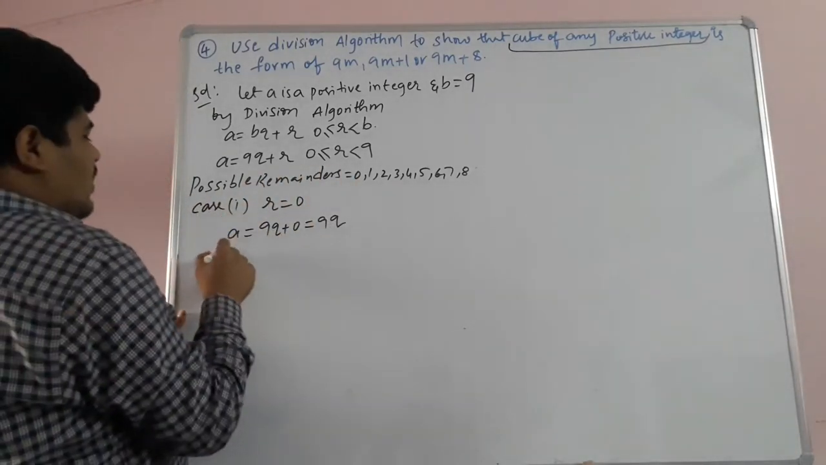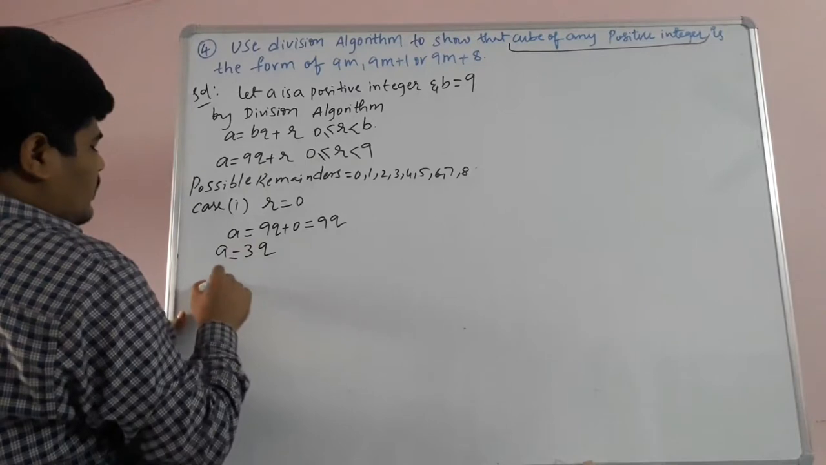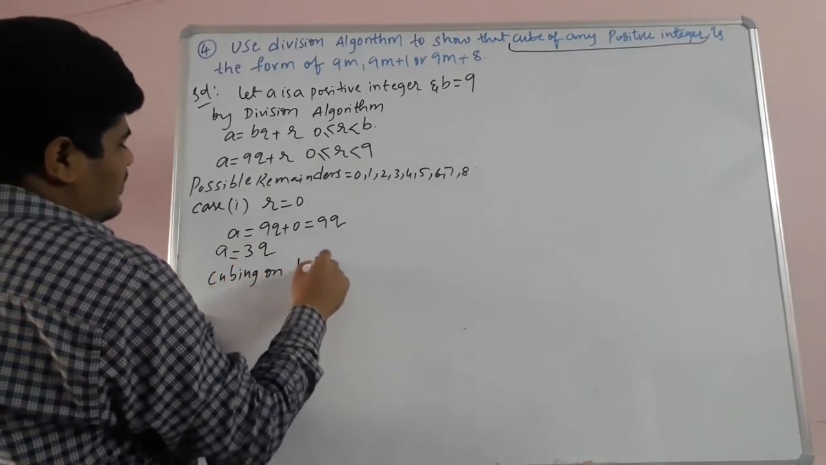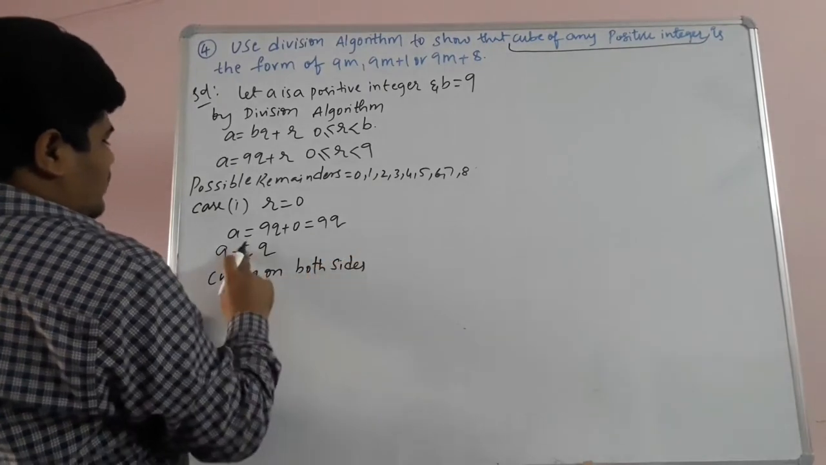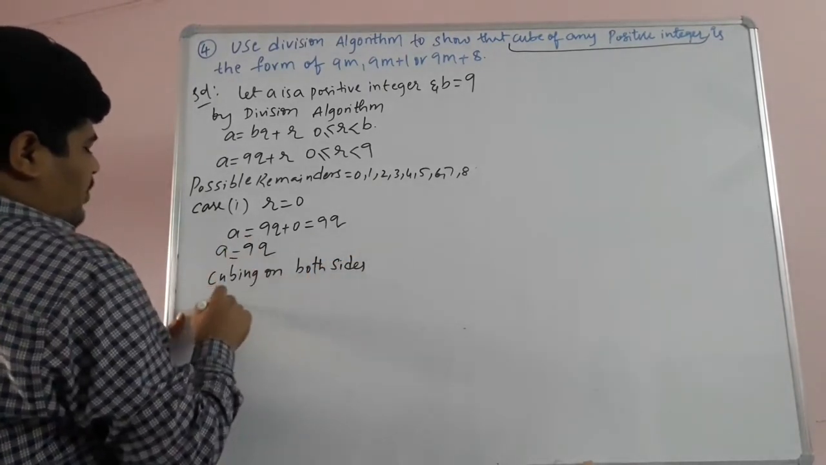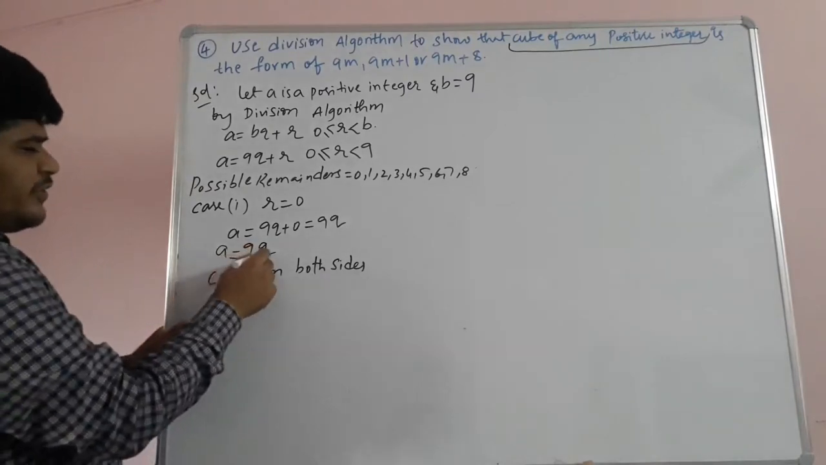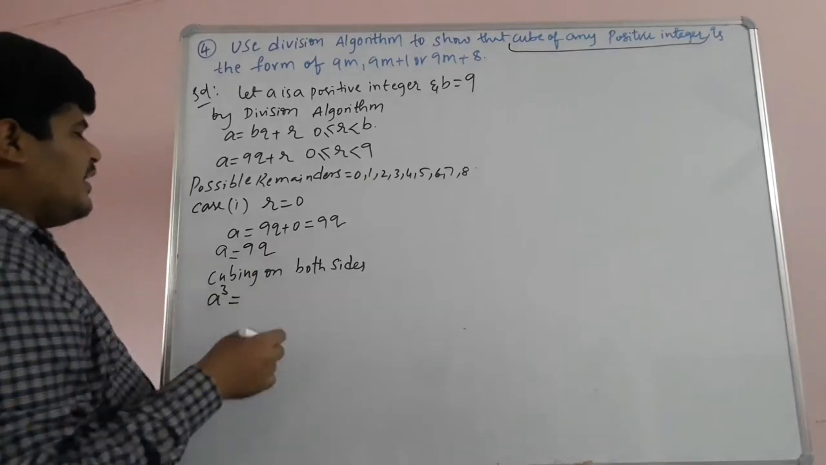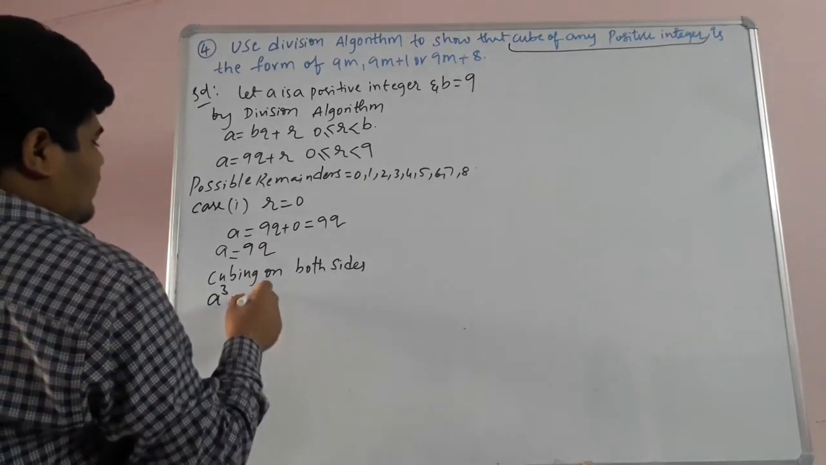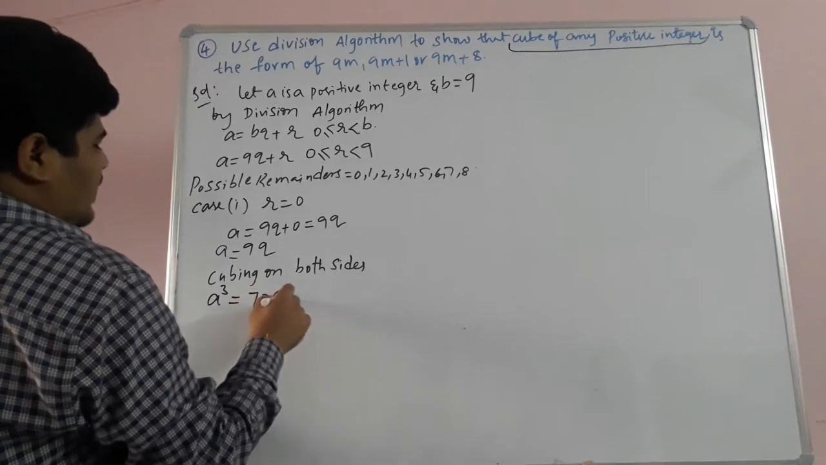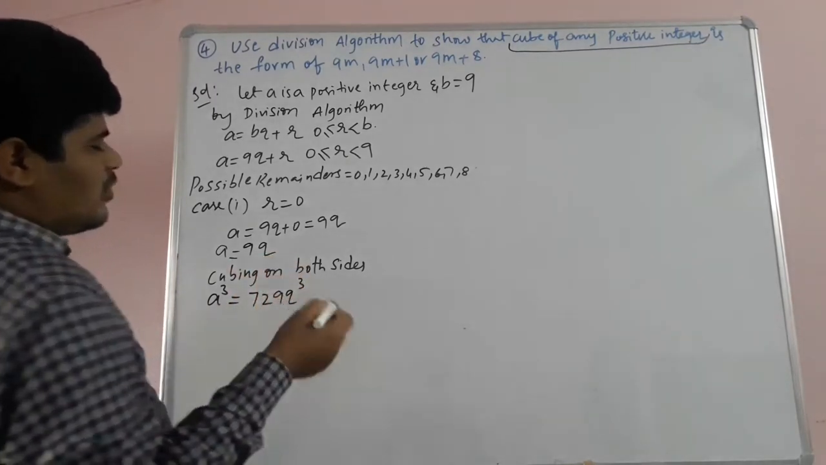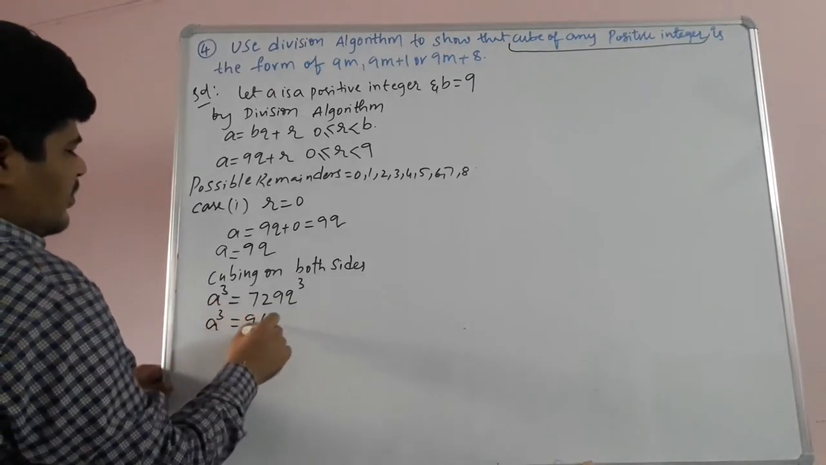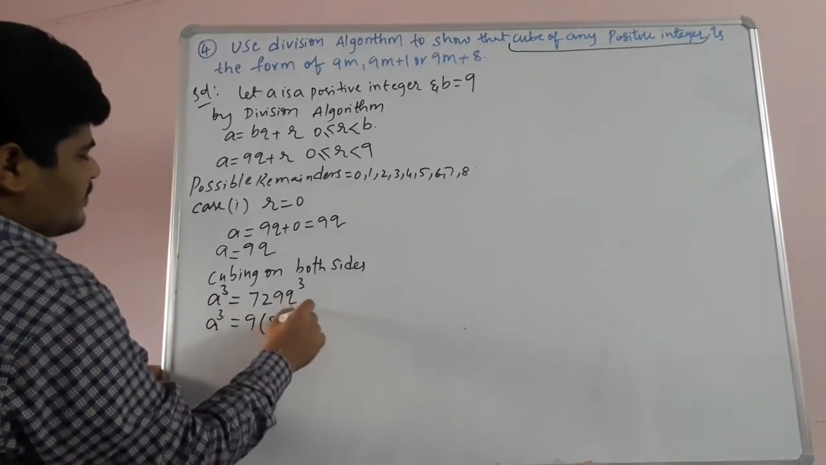Cubing on both sides. Okay, so children, a cube is equal to, this is 9q children, not 3q, 9q whole cube. 9 nines are 81, 81 nines are 729. So 9q whole cube is 729 q cube. Here you can write a cube is equal to 9 into 81 q cube.